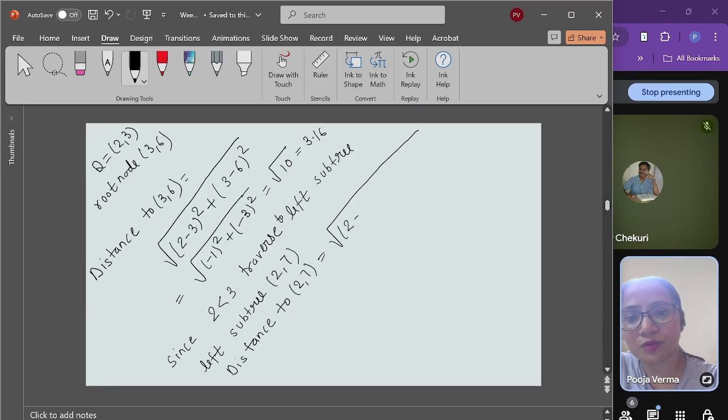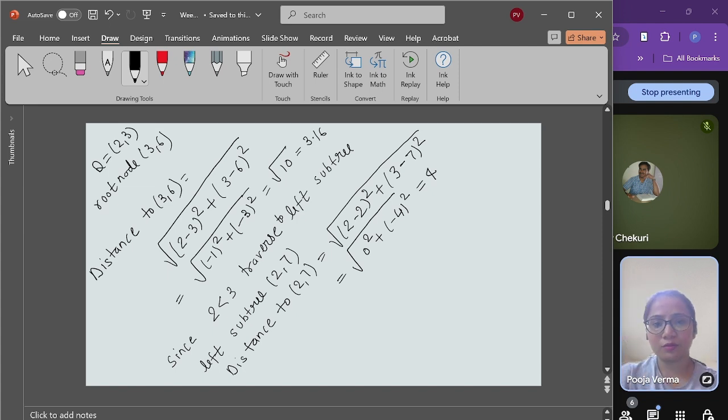So here it is (2 minus 2) whole square plus (3 minus 7) square. Okay. So here you will get 0 square, and here you will get minus 4 square. So overall you will get 4 only. Right. So as we can see, the current nearest neighbor is the point 3 6, that is the root node, at root 10, or we can say 3.16. The current best distance, root 10, is less than the y coordinate distance from the splitting plane, which is based on the y coordinate of 2 7.